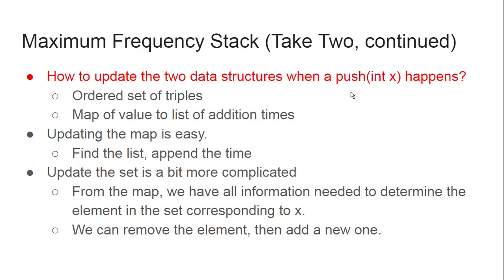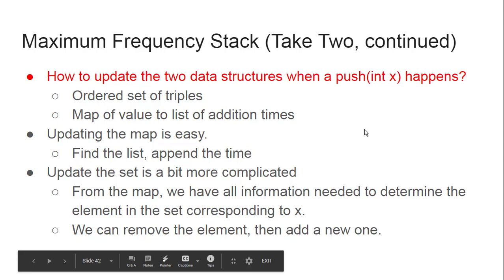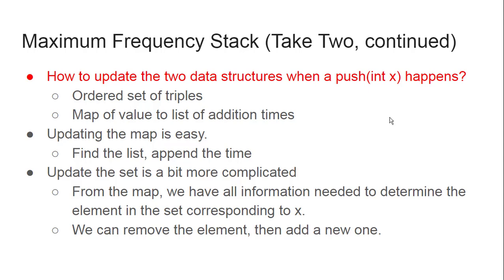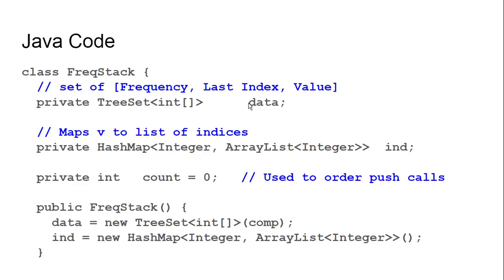We simply find the array list corresponding to x in the map, and then the length of the array list will be the frequency of x, and the last value in the array list will be the last time. So given x, we can reconstruct the triple, have the set remove that triple, and then add a new one, which can also be easily computed. Basically, frequency will increment by 1 and the time will be the current time, because this is when the push occurs. So here is the Java code for doing this.